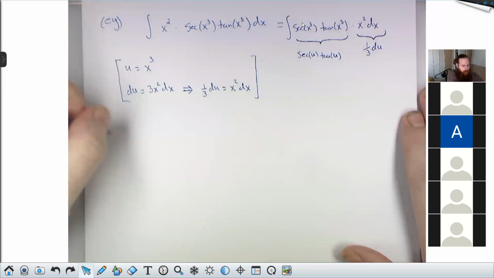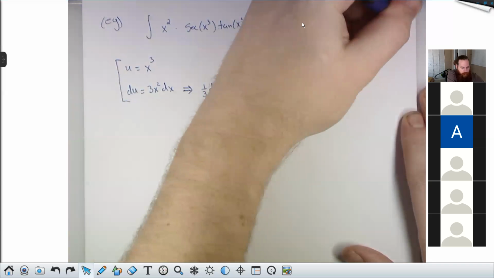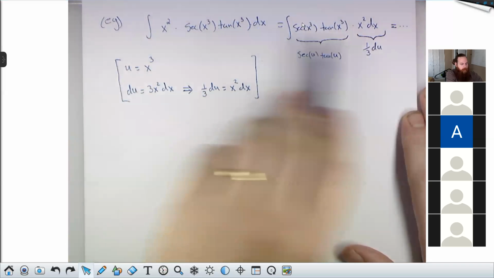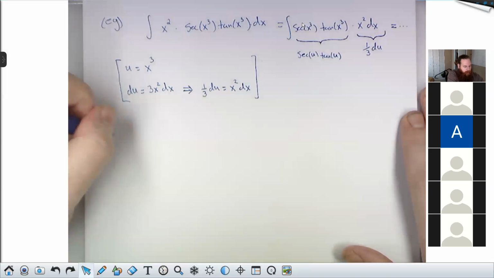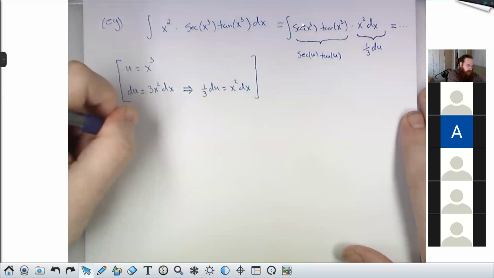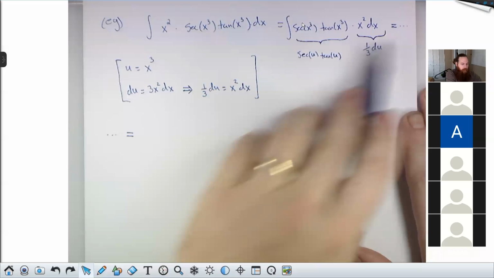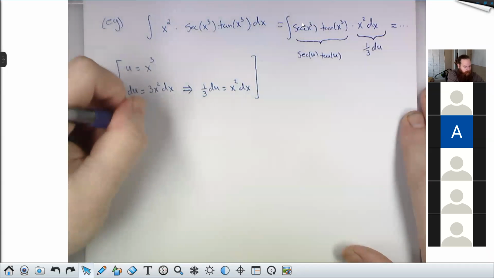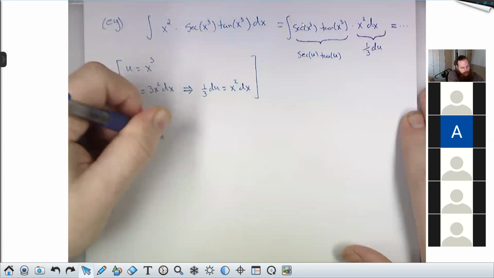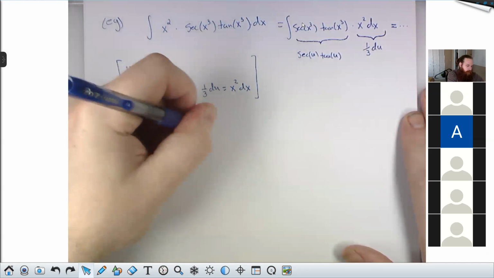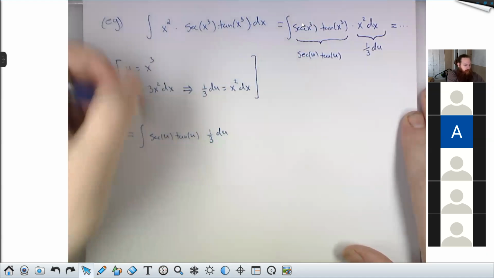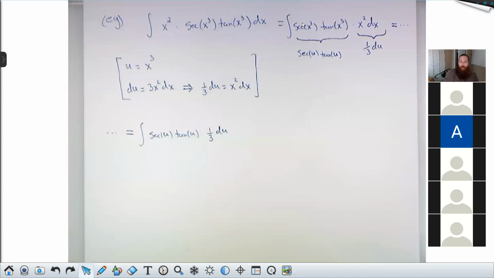So some notation tricks. Only ever put equal signs between things that are equal. And if you want to continue an equality off a line where you run out of space, use the dots. So this integral is equal to the integral of secant u times tangent u times 1/3 du. What can I do with that? What can I do with secant u tangent u 1/3 du?